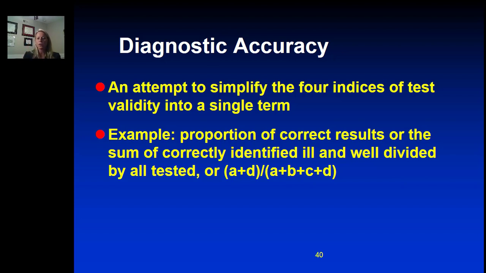But again, we do generally think of the accuracy and validity of a test by considering the 4 other indices I've discussed in detail, the positive and negative predictive values and the sensitivity and the specificity.